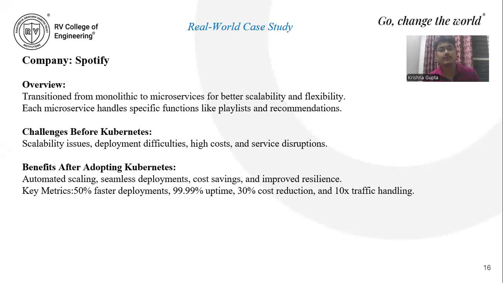there were 50% faster deployments, 99.99% uptime, 30% cost reduction, and 10 times more traffic handling. Here we can see the real usage of Kubernetes, how a very big platform like Spotify can use Kubernetes and increase its profits. So this is the need for microservices. This is the need for Kubernetes in the DevOps cycle for developing any application.